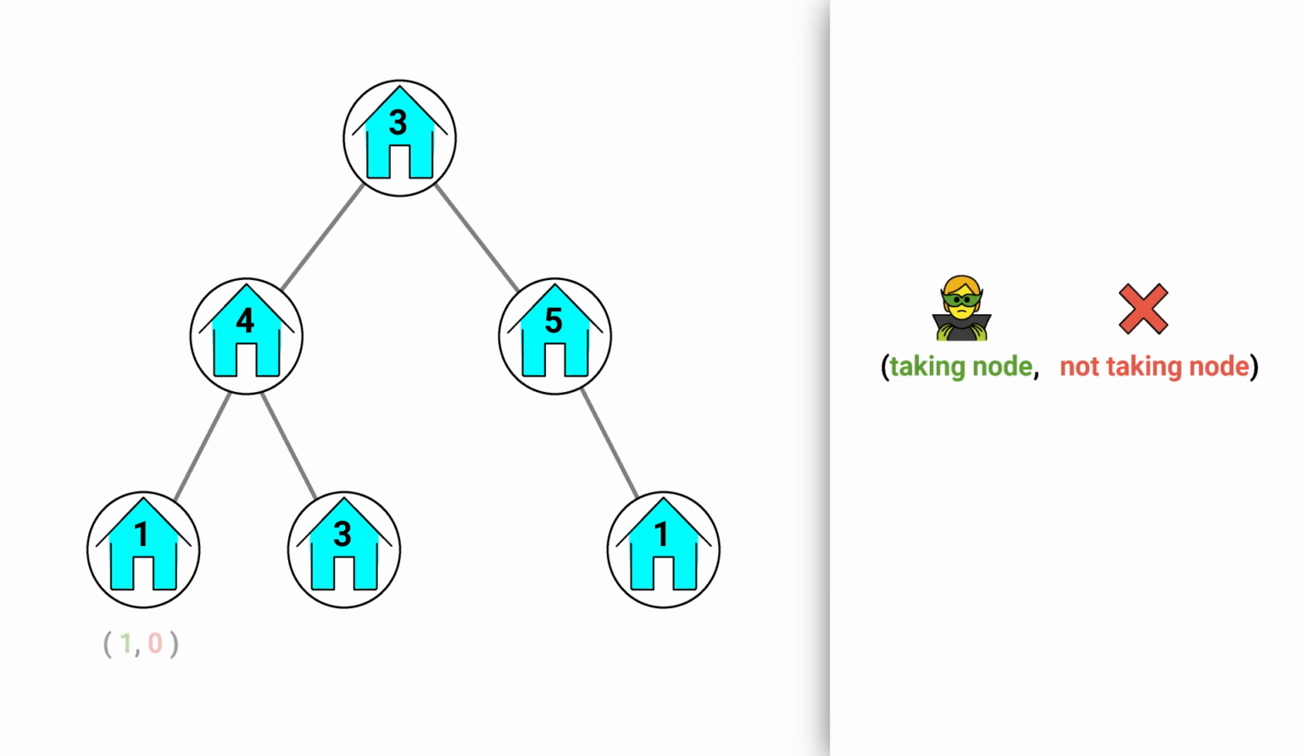We will start finding it from the bottom of the tree, and once we reach the root of the tree, we will choose the maximum amount of money we can rob when taking or not taking the root of the tree.